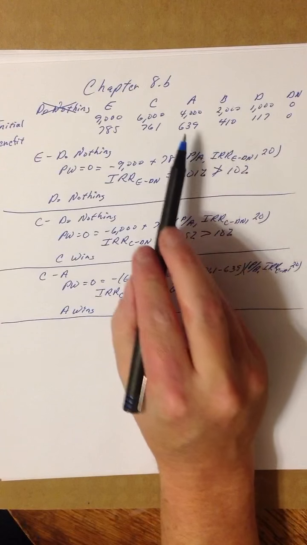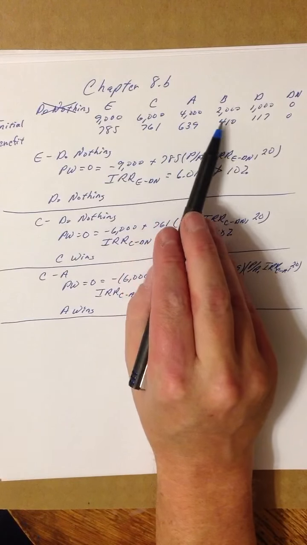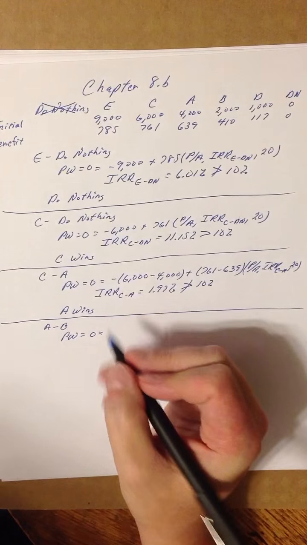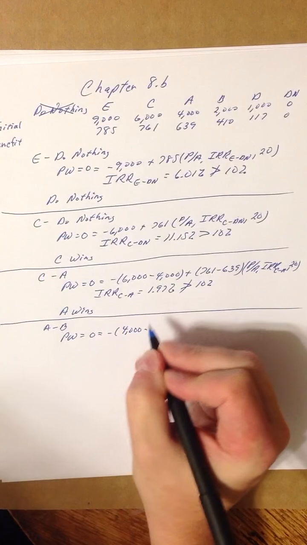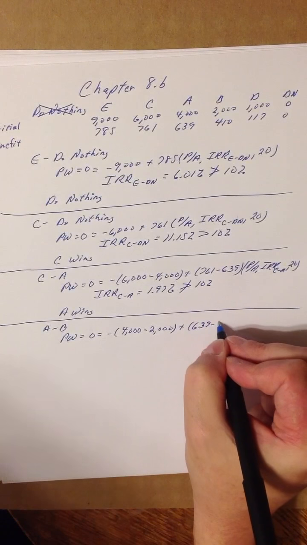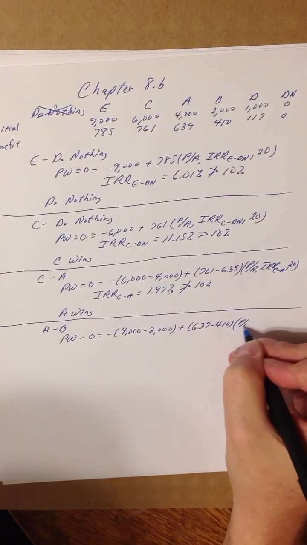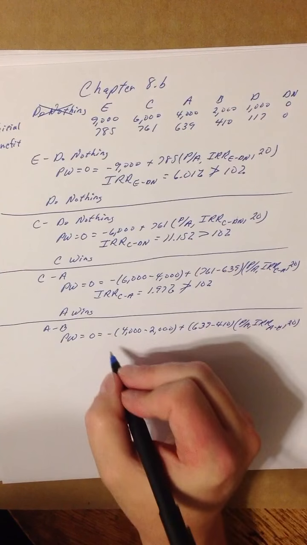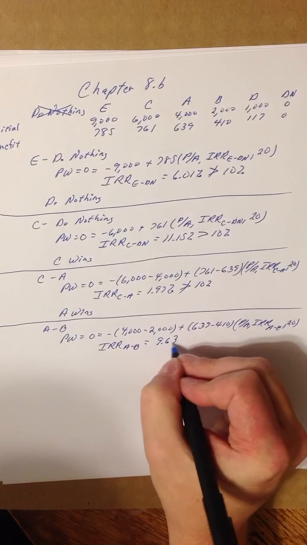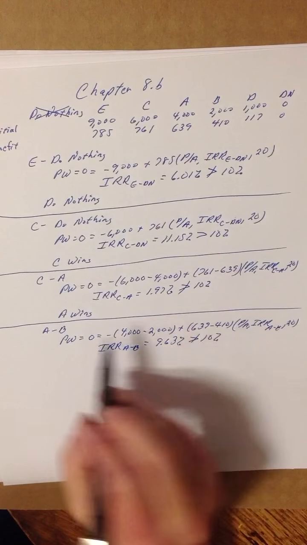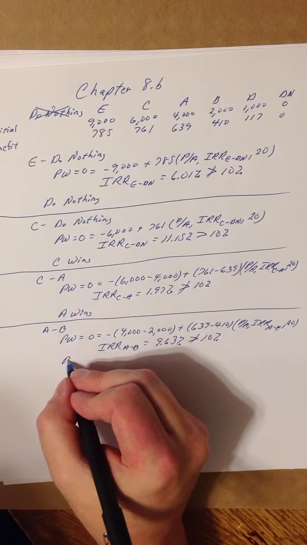Okay, the next one we have is A minus, now C has been eliminated, A is now versus B. So we do A minus B, and we do the present worth equal to 0 for this one. We do the minus 4,000 minus the 2,000 plus 639 minus the 410, and we're going to find a P given an A, internal rate of return of A minus B, 20. And we find out the internal rate of return of A minus B is equivalent to 9.63%, which is not greater than 10%. So again, A is no longer our champion, B now wins.